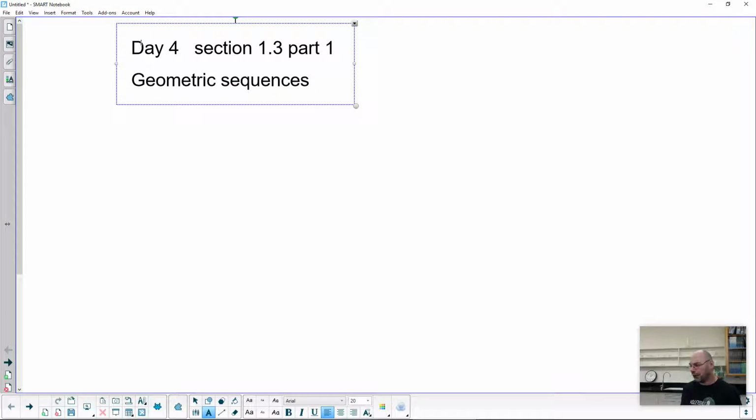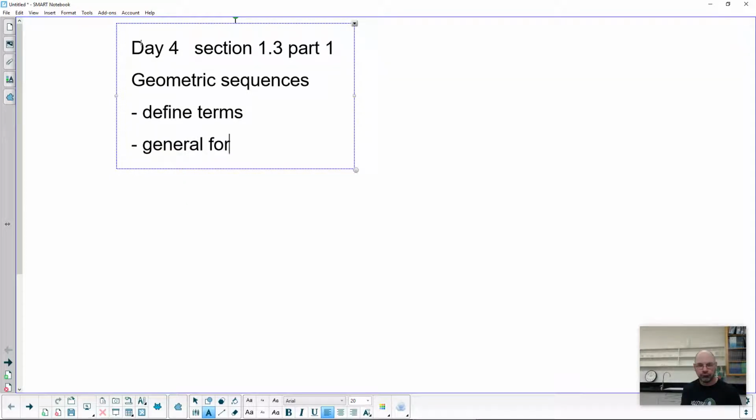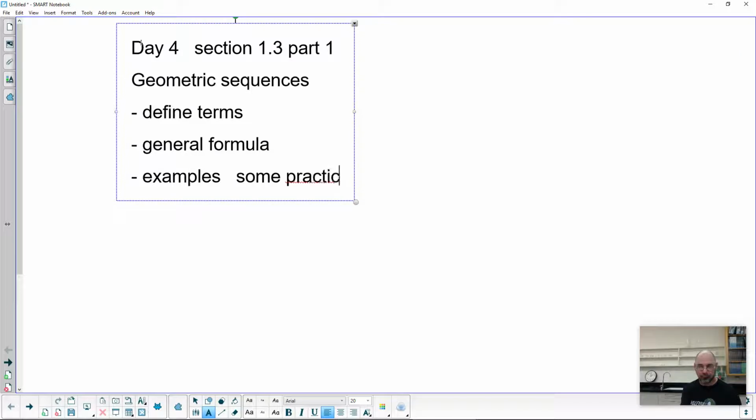Obviously we're going to look at the general term formula and the definitions. We're going to define terms and look at the general formula. Then we're going to look at some example work and then some practice from the textbook. We're going to break this into two pieces, so this will be part 1 today, and then tomorrow will be part 2, day 5.